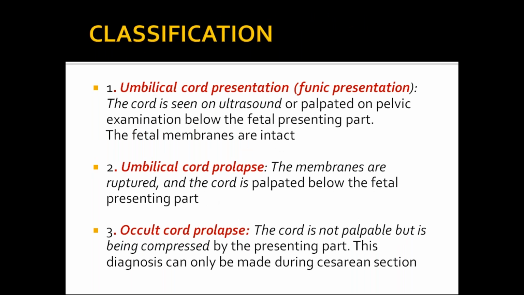See, there are three varieties of cord prolapse. We'll come from down: occult cord prolapse, cord presentation, and the third one, complete cord prolapse. Here the cord is present by the side of the presenting part. I will show the diagrams.